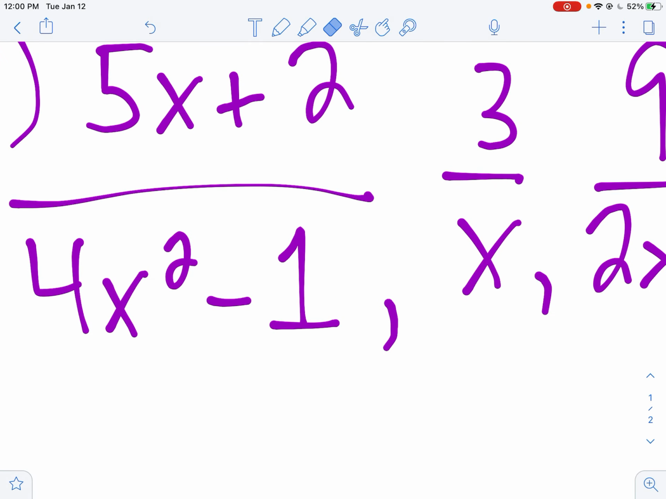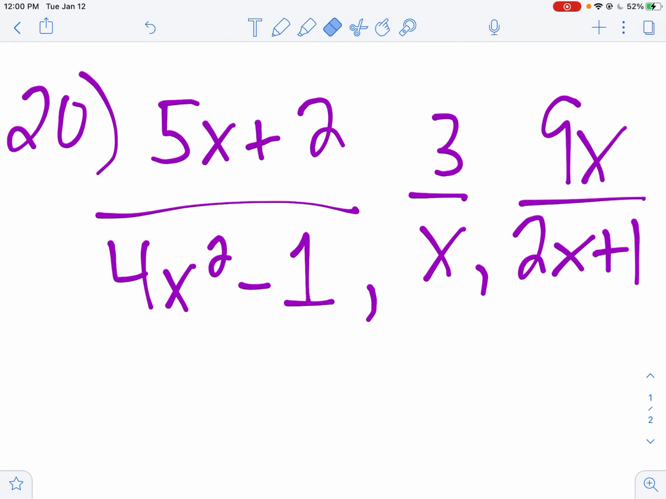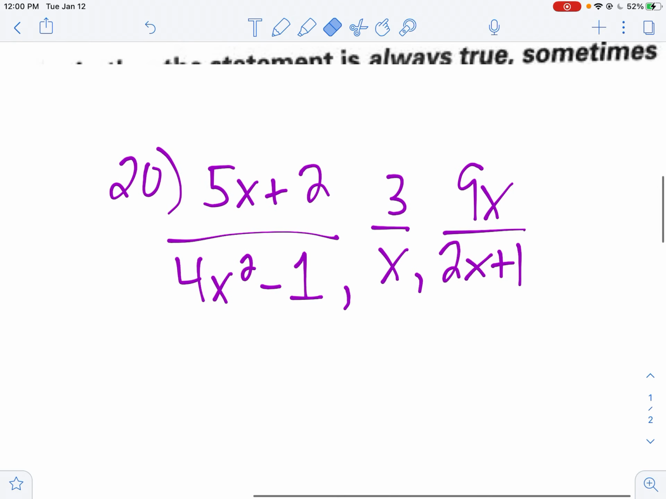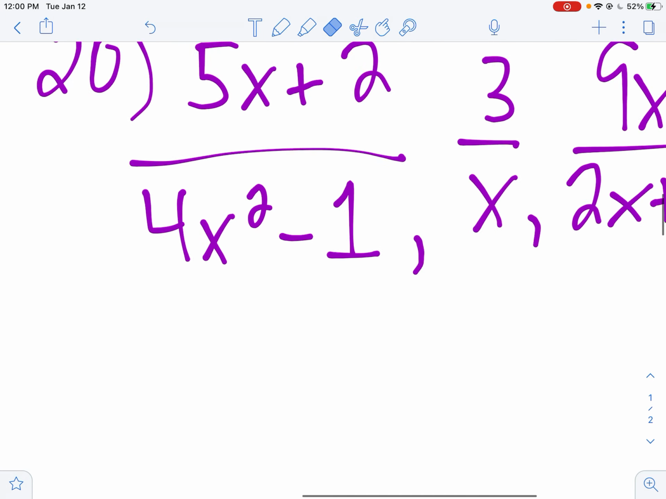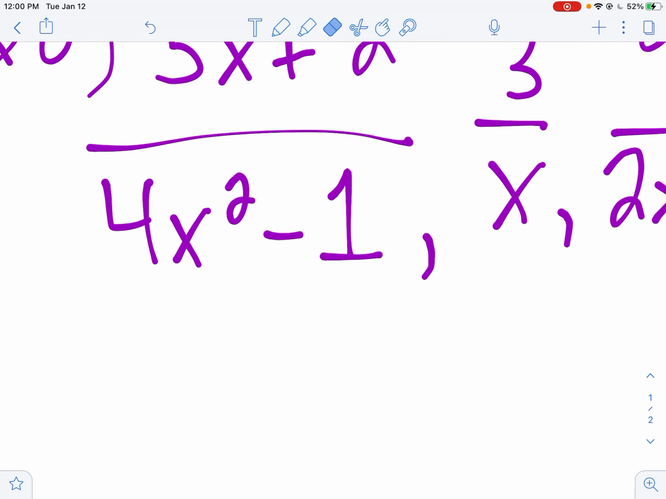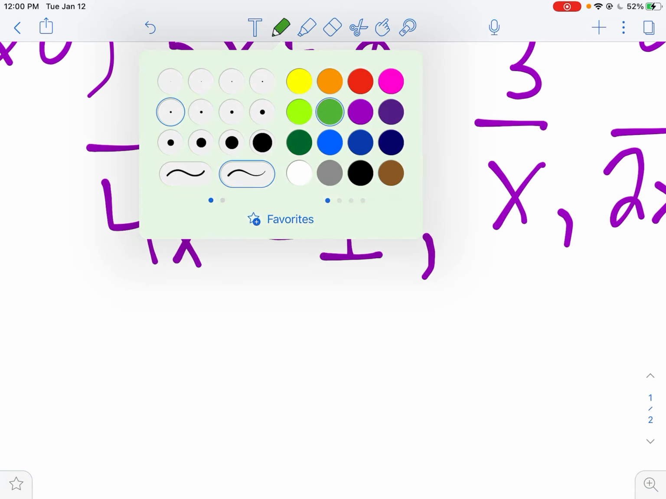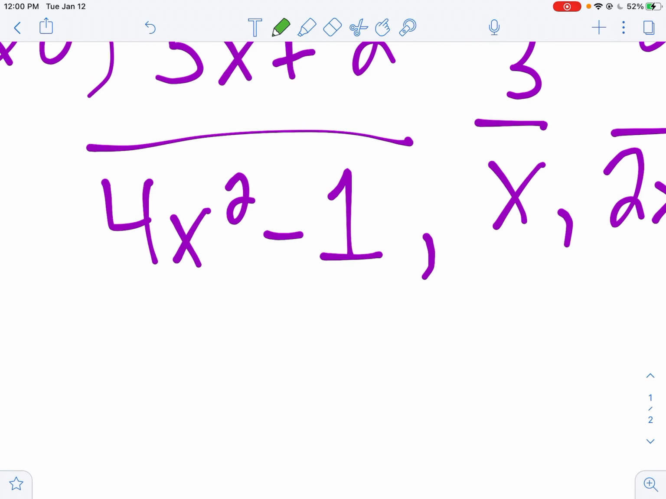I mean, if I really wanted to, I guess I could break up 4 times x squared. But what I'm looking at here is a polynomial. This isn't a constant term. I'm looking at a polynomial. So since I have 4x squared minus 1, I've got a couple of approaches I could take here. I could identify this as a difference of two squares and factor it out from there.